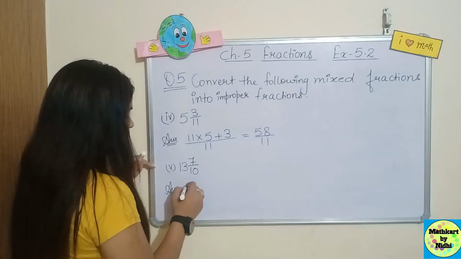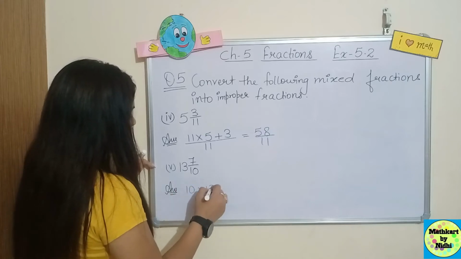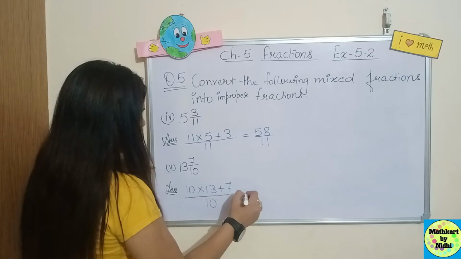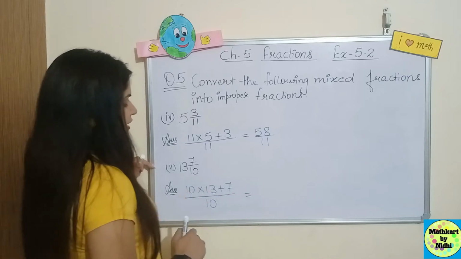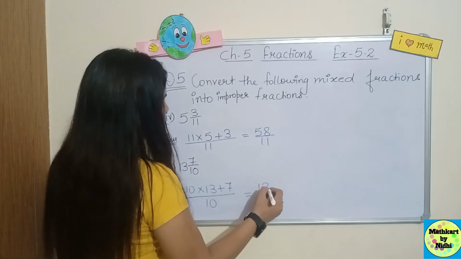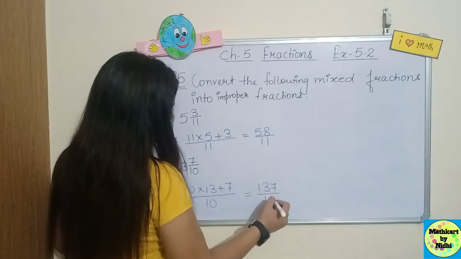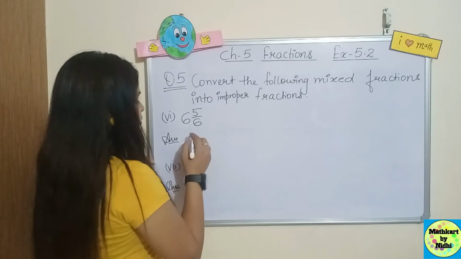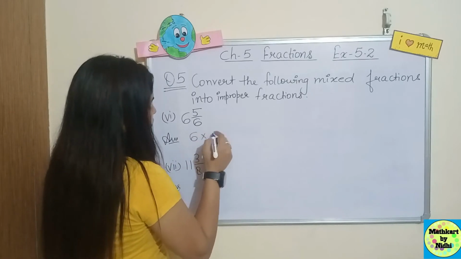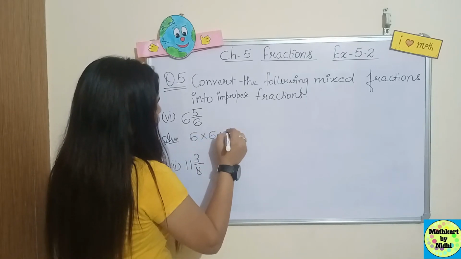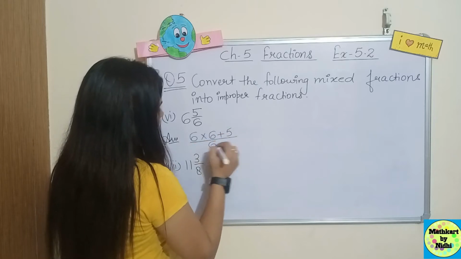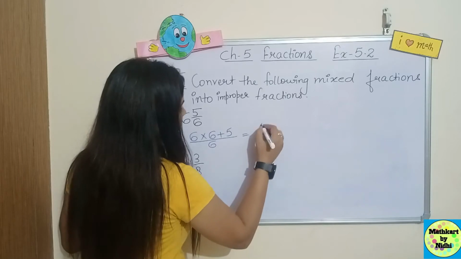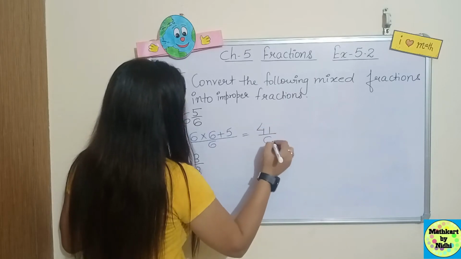Fifth part, denominator into whole number plus numerator upon 10. So it will be 10 into 13 is 130 plus 7, 137 upon 10. Sixth part, 6 5 by 6. So we'll do denominator into the whole number plus numerator upon denominator. 6 6s are 36 plus 5 will be 41 upon 6.